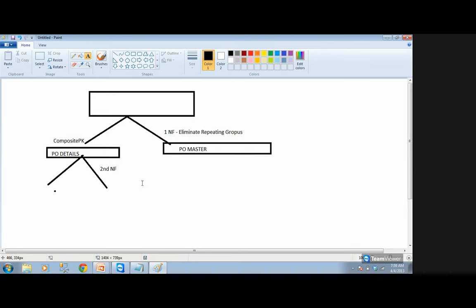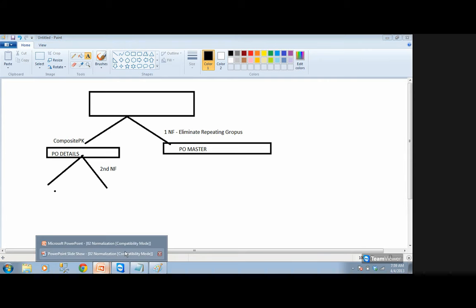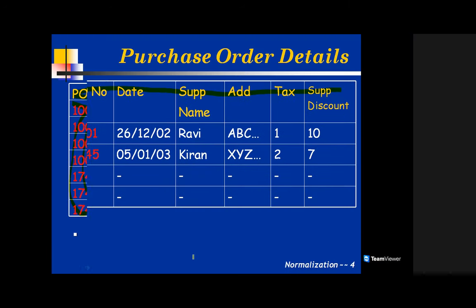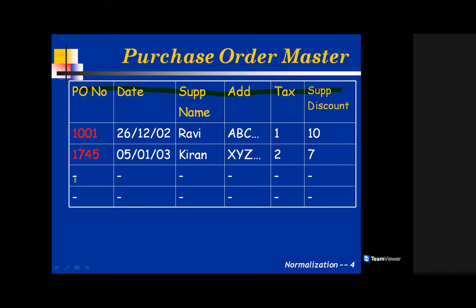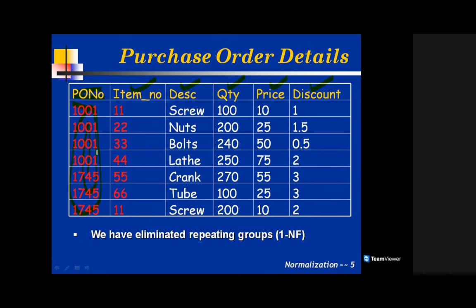So let me go to PO master. Here, what is the primary key? The primary key would be PO number. So this is the primary key, and it does not have any composite primary key. Hence, the purchase order master table is not suitable for applying second normal form. Here you need to skip second normal form on this table. So let me take another table, purchase order details. Here PO number and item number together will make a composite primary key. Why together?